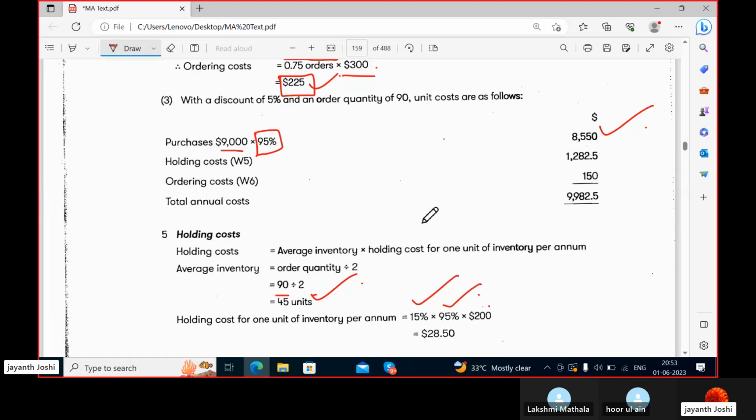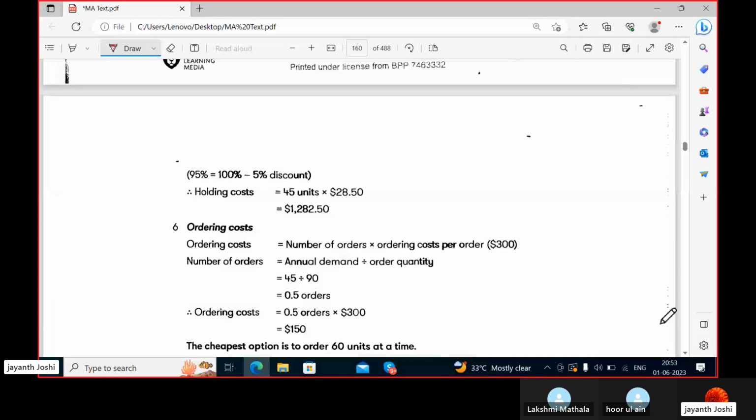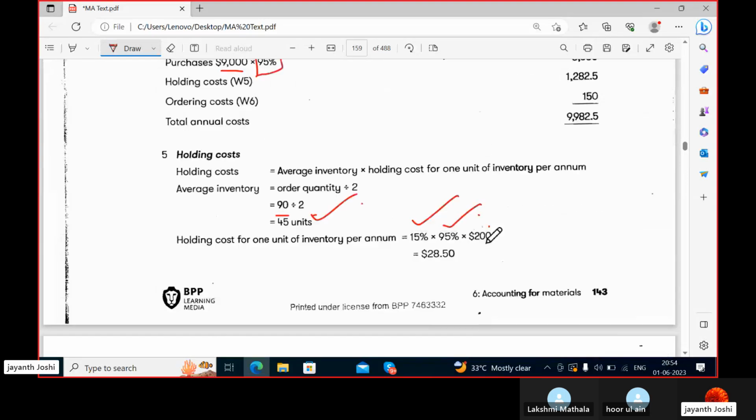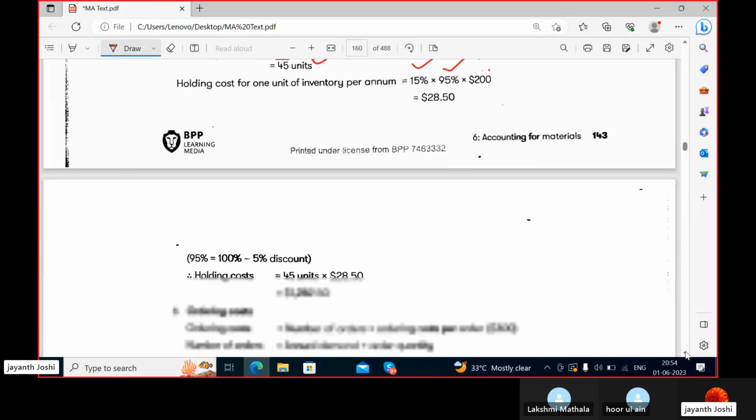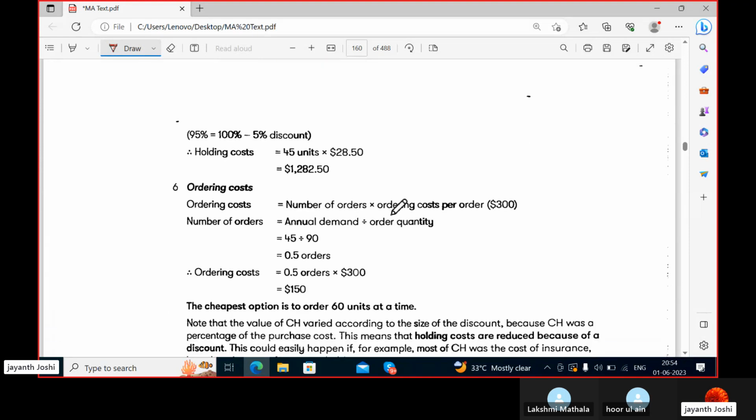Now you will be having a doubt: sir, why are you not taking the discount in the ordering cost? Because the holding cost depends upon the purchase price and I'm getting the discount on purchase price. My ordering cost does not depend upon purchase price. Did I take purchase price anywhere? No, because I have already been given the ordering cost per order. That is 300. So this is not dependent on the purchase price.